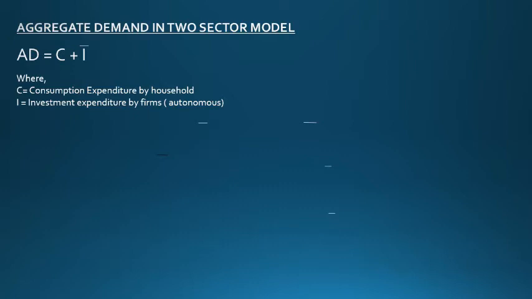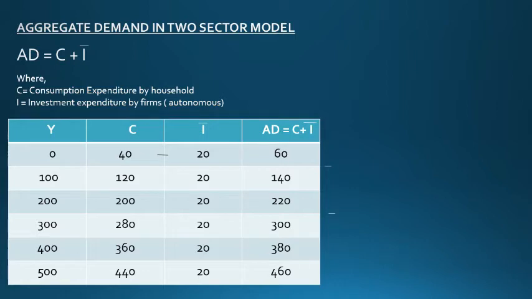Now we know that as and when the income increases, the consumption expenditure also increases and investment also increases. But to understand more about the relationship between consumption and income, the investment is assumed to be autonomous. This can also be understood with the help of a schedule. As you can see on your screen, the income increases from 0 to 500, whereas the consumption increases from 40 to 440. The investment expenditure, as assumed to be autonomous, remains constant at every income level. Since AD is a sum of consumption and investment, the value of AD also increases.